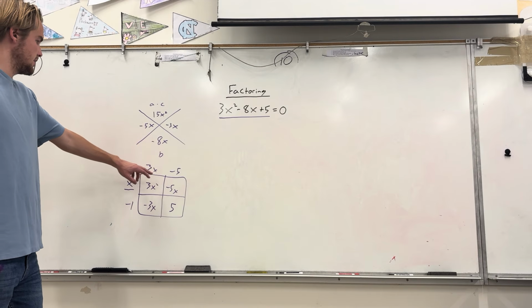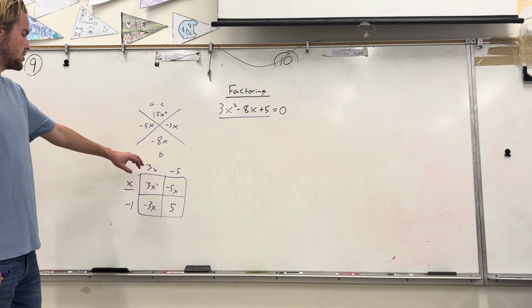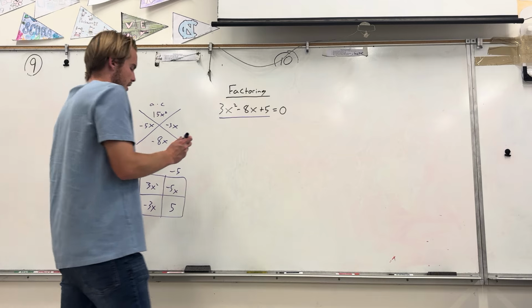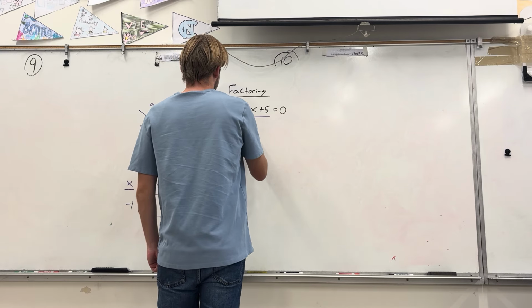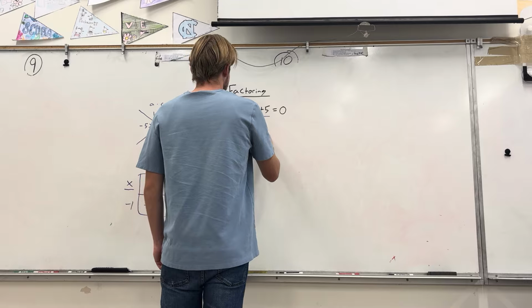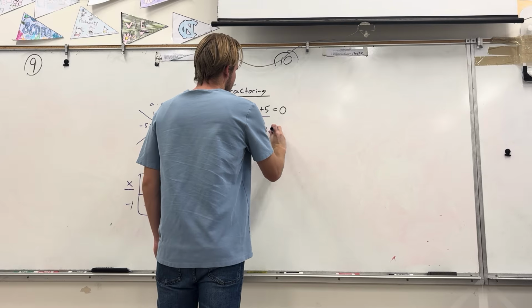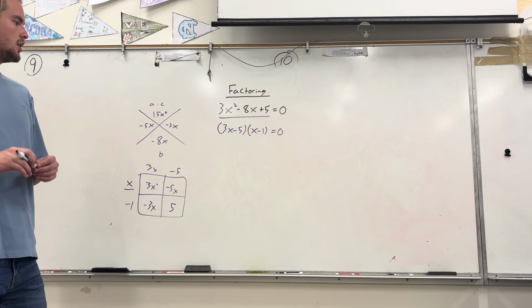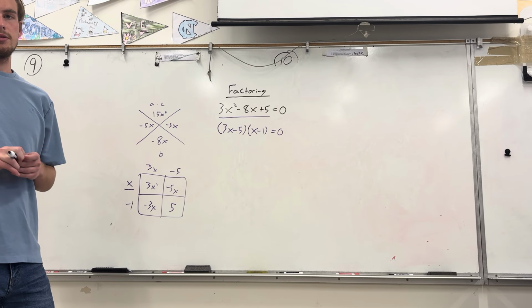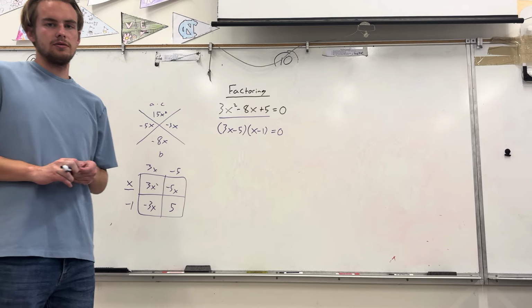So this gives us the equation. It tells us we can rewrite this in factored form as 3x minus 5 times x minus 1. And we still toss on that equals 0 at the end. Okay, now this is where things get different. Now we're actually solving for x.